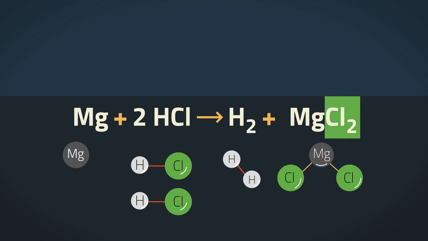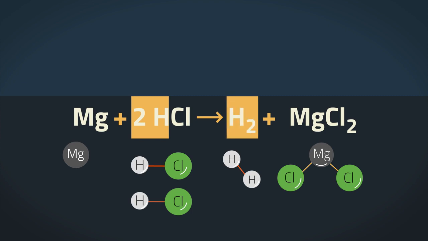As there are 2 chlorine atoms on the product side, there must also be 2 chlorine atoms on the reactant side. You can also see that the number of hydrogen atoms is balanced, because there are 2 hydrogens in the hydrochloric acid on the reactant side, and there are 2 hydrogens on the product side.